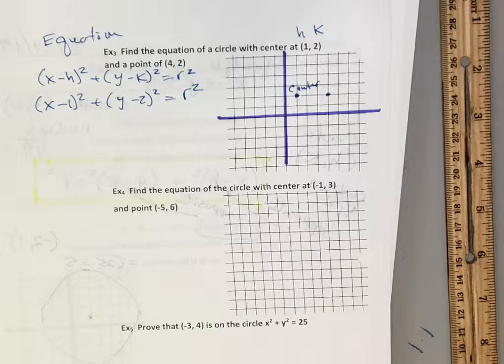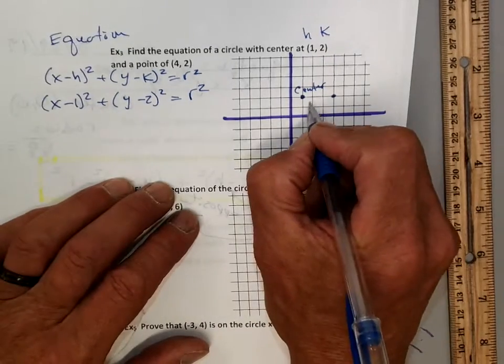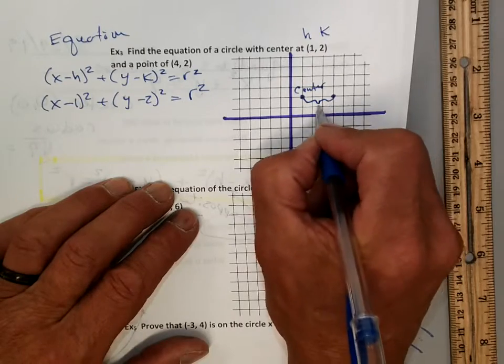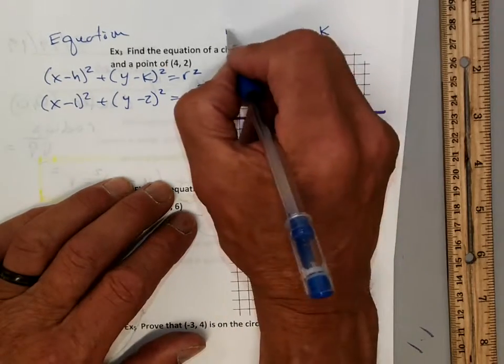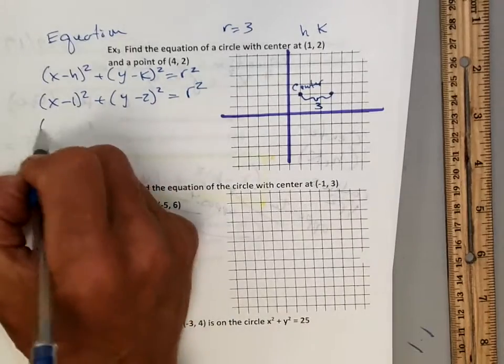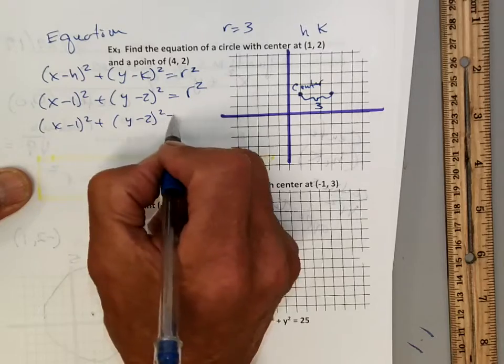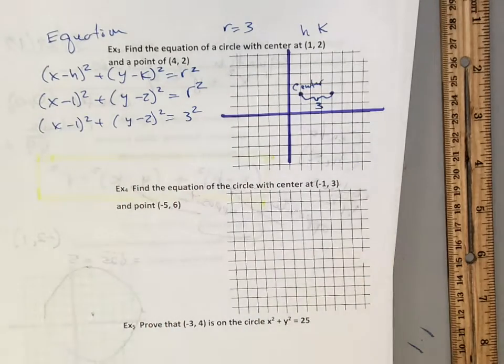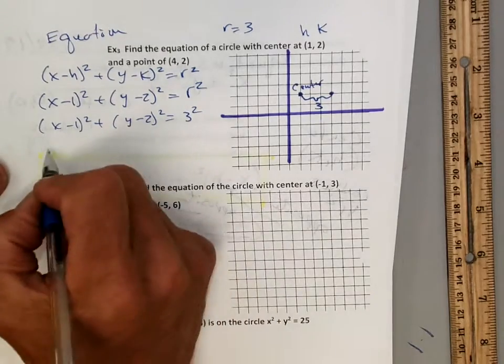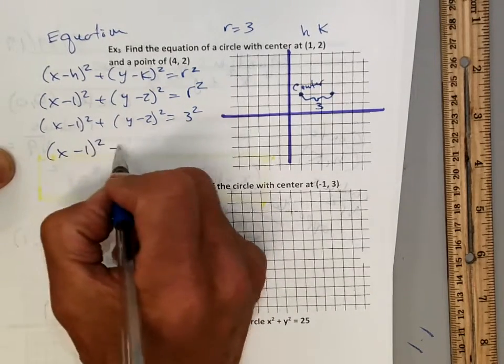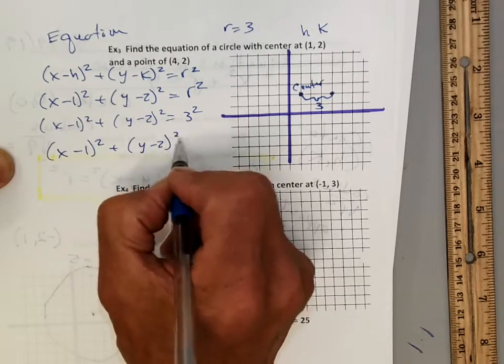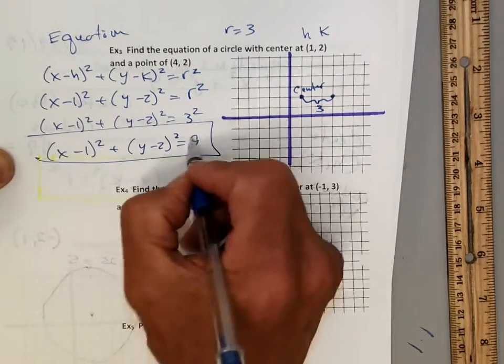Now the r squared. Now hopefully you can see the radius. You can just count it, can't you? 1, 2, 3. Is it 3? Radius is 3, right? So the radius is 3, so I'm going to go, okay, x minus 1 squared plus y minus 2 squared equals 3 squared, but I'm going to make that a 9. So x minus 1 squared plus y minus 2 squared equals 9. And that's my equation of that circle.